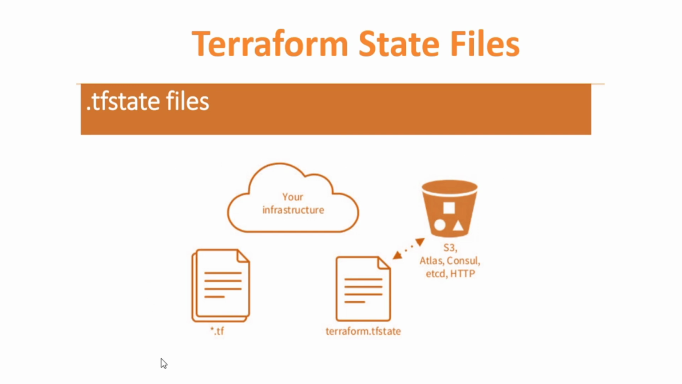So if you can see in this particular diagram, this is the .tf file basically where we have written our configuration to spin up an environment, and this is the state file. This state file basically contains all the information about the resources which you are going to spin up with the help of this configuration file. So let's understand it in very detail.